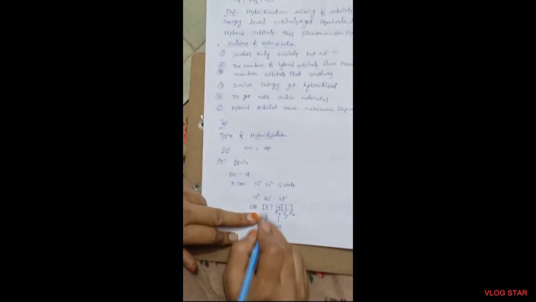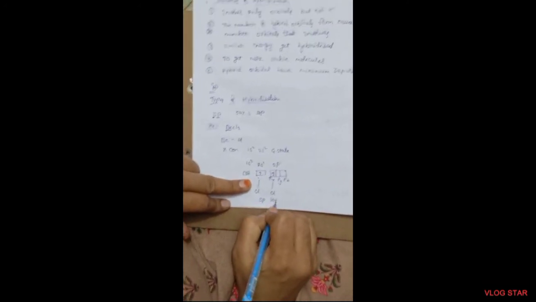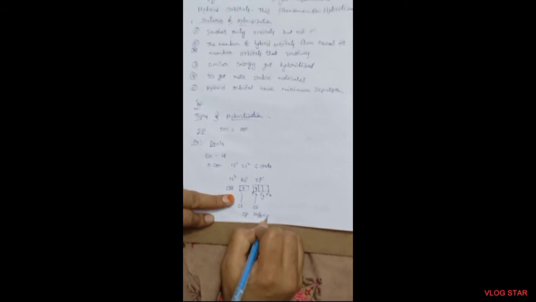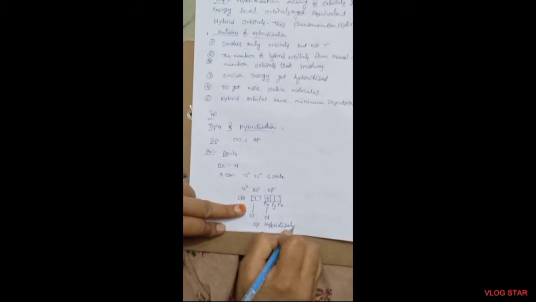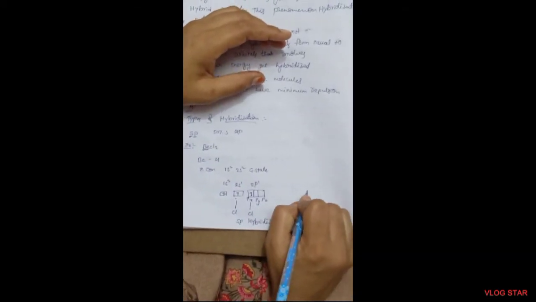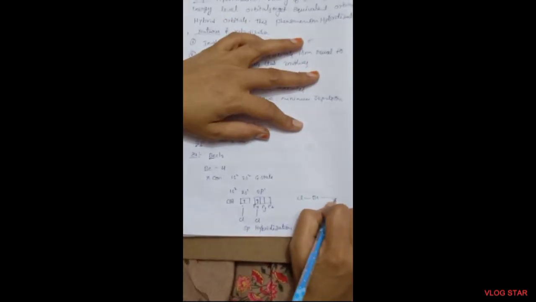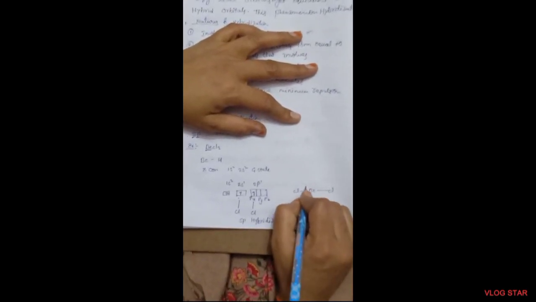These two chlorine atoms combine and overlap with these orbitals. We get this one chlorine atom and this one chlorine atom overlapping with the s and p orbitals. We get sp hybridization. The geometry of this complex is linear. This is linear geometry.